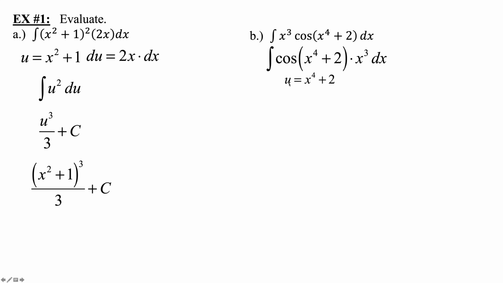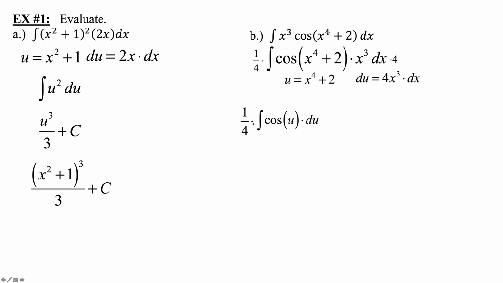Then du is going to be 4x to the third dx. And again, x to the third moved over, wait a minute, we're short of 4. That's okay, because we can multiply this by a 4 as long as we also multiply it by a fourth. So if we multiply the inside by 4 and then the outside by 1/4, that will cancel each other out. But then again, all of this becomes your du.